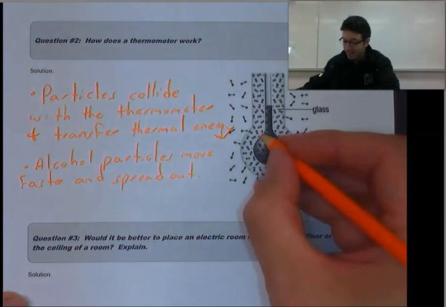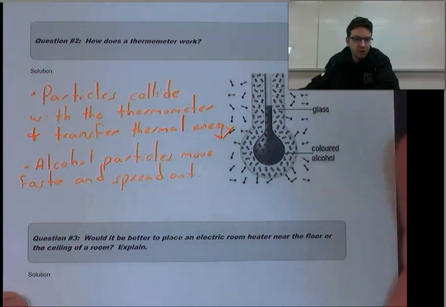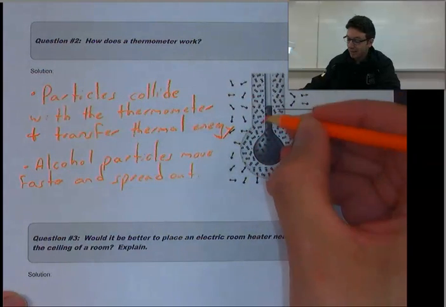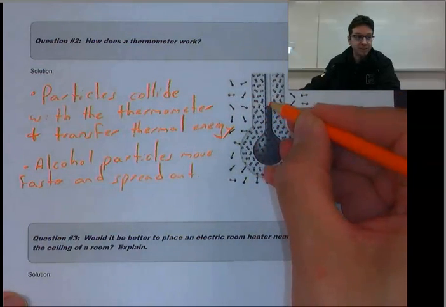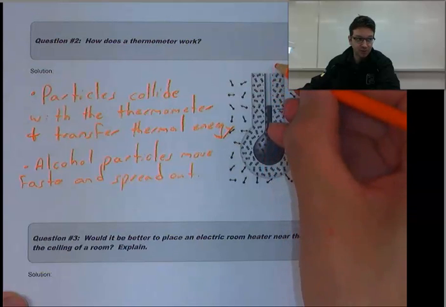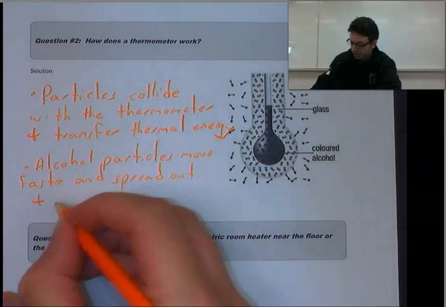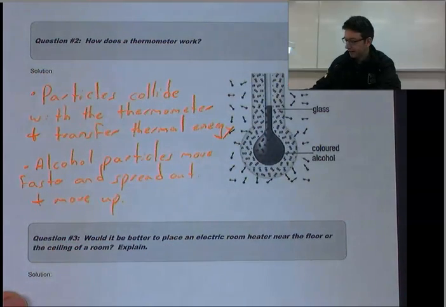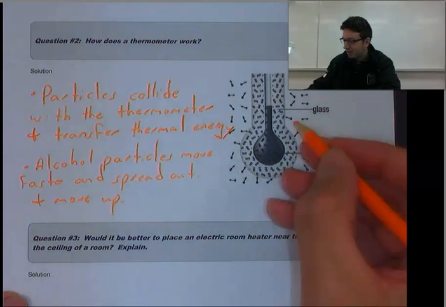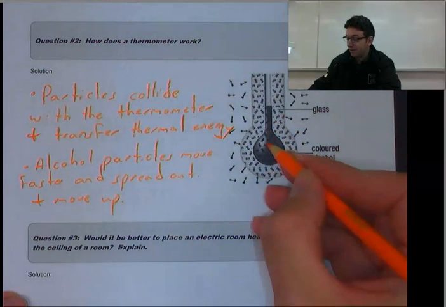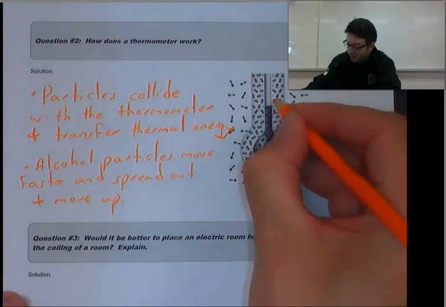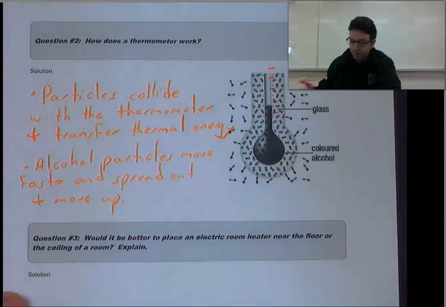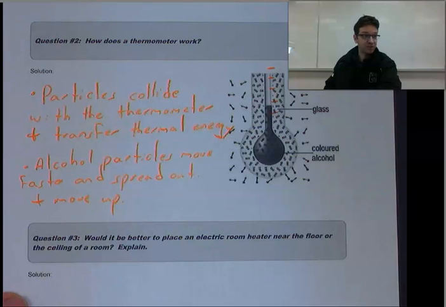Okay? As they spread out, they have to go somewhere, but the only place they're allowed to go is up this tube, and so they move up, spread out, and move up. Because we know the rate of expansion for thermal energy of whatever we put in the thermometers, we know where to put our little markings for what temperature it would be at.